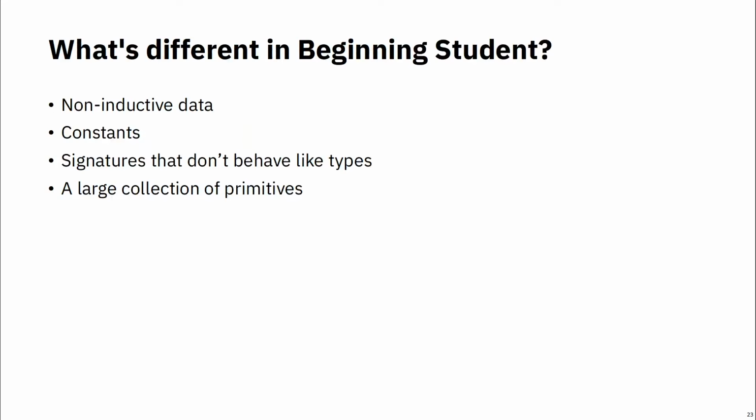So this is the main difference. We have non-inductive data. We have stuff like strings. We have constants. We have a couple of signatures that don't behave quite like your standard types. Like in 211, we introduce intervals, etc., which you would need a very expressive type system to talk about. And also we have a large collection of primitives. 6 is pretty large.